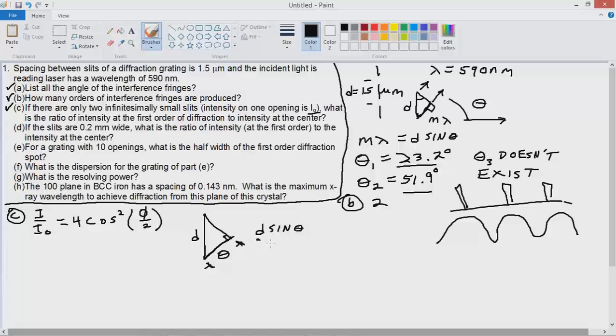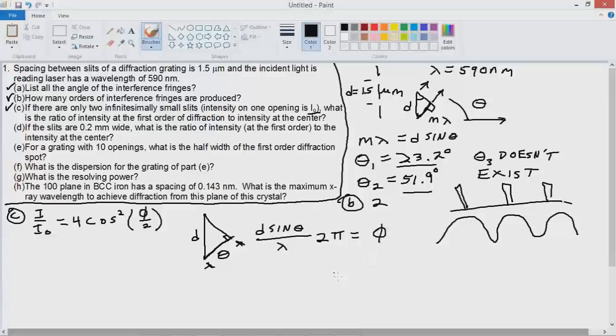The fraction of a total circle is this. You take d sine theta divided by the wavelength. That tells you what fraction of a full cycle you're at. If theta is such that d sine theta is lambda over 2, you'll have a phase angle of 180 degrees. And then finally, you have to multiply it by 2 pi. There's 2 pi radians per cycle. So now this equals the phase angle.